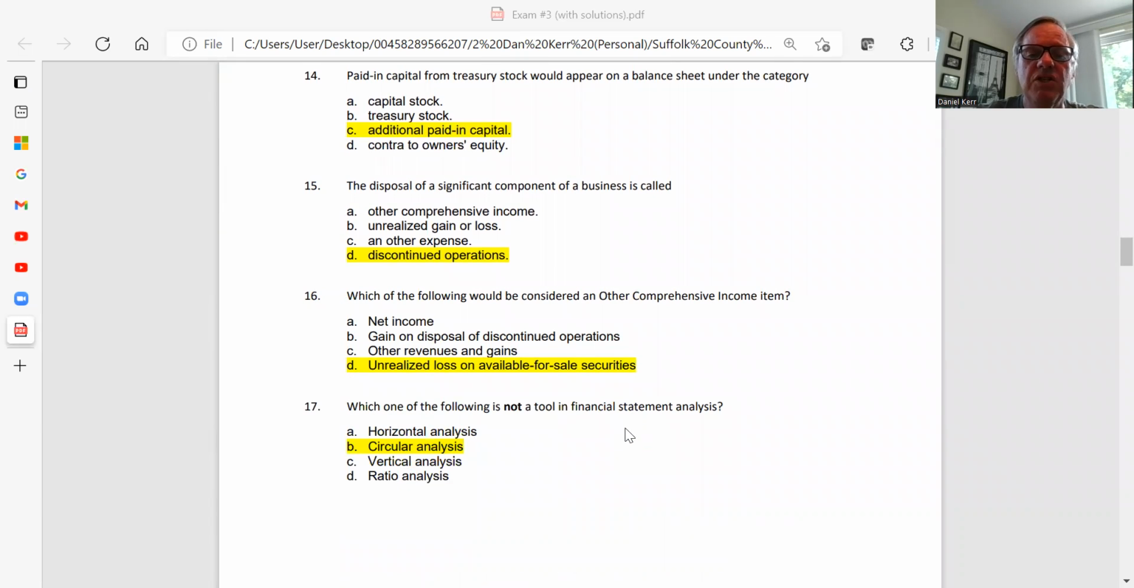16, which of the following would be considered other comprehensive income? So remember, other comprehensive income is the items of revenue and expenses that don't flow through the income statement. And the only one that would be an example of this on the list there would be unrealized loss on available for sale securities. So we recognize either the gain or loss on the securities, but it doesn't flow through the income statement. It becomes part of what we call other comprehensive income. So the answer there is D.